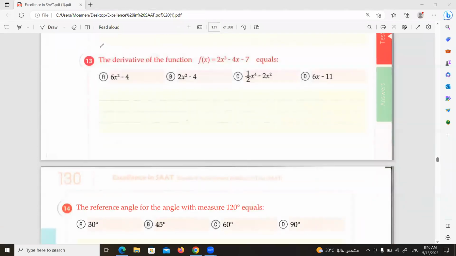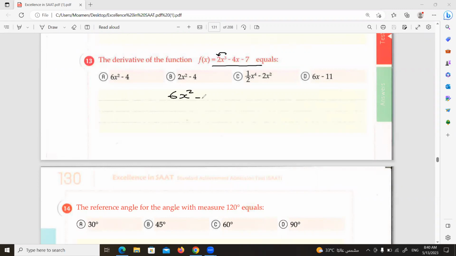We have here the derivative of the function. I need to get the first derivative. As a rule of the derivative, we multiply the power by the coefficient. The power here is 3. 3 multiplied by 2 equals 6. And then after that, take 1 from the power, so it becomes power 2.